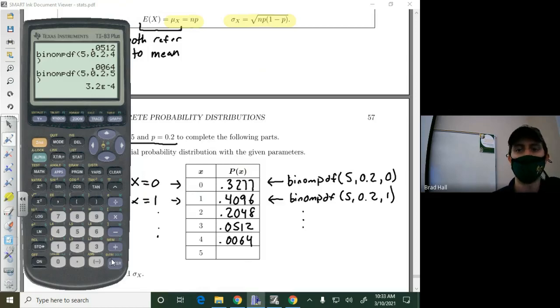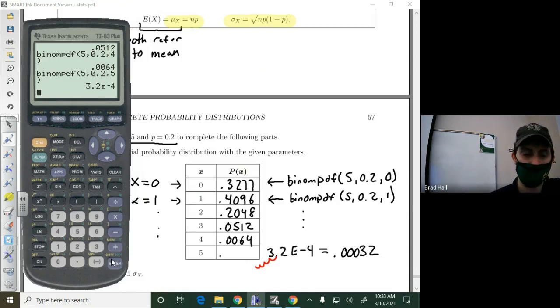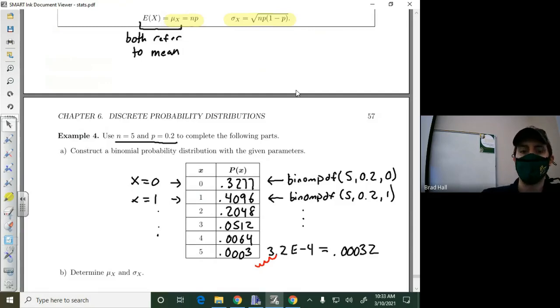0.64. The final ones in scientific notation. 3.2 e to the -4 just means you move the decimal place over 4 times to the left. 1, 2, 3, 4. 0.00032, which has 4 decimal places. That's just 0.0003. So that's a quick way to knock all of those out, because you will have a homework question similar to this, and as long as you know how to do it quickly, you can knock that out in 2 minutes.